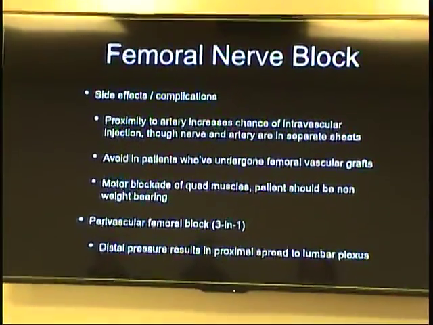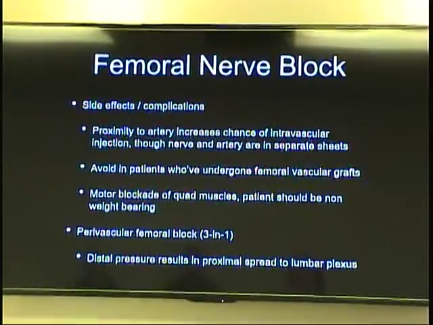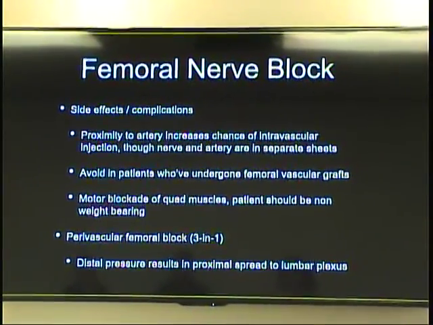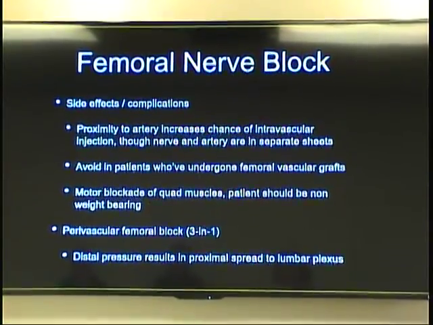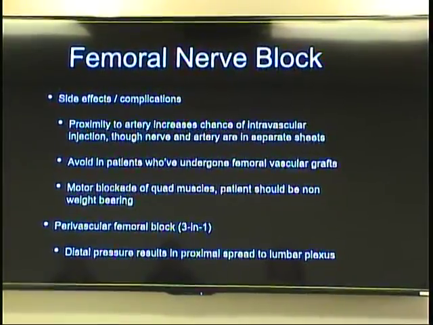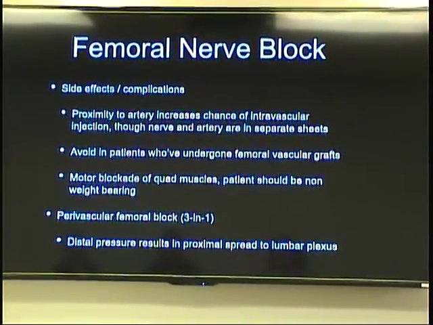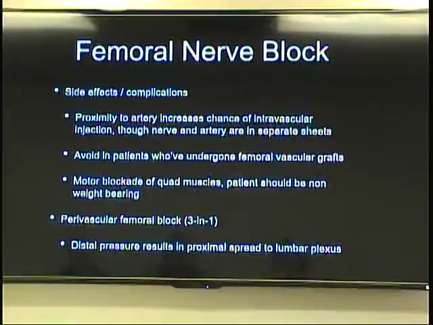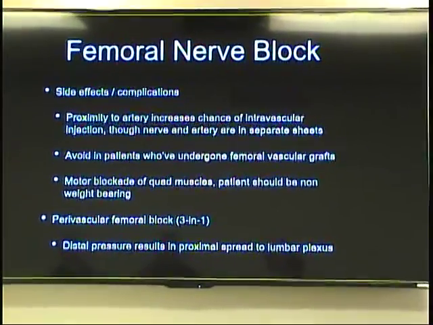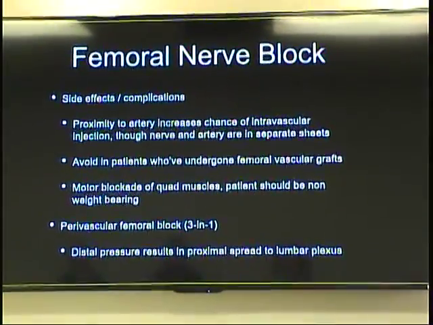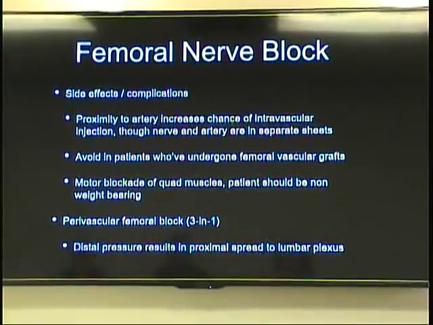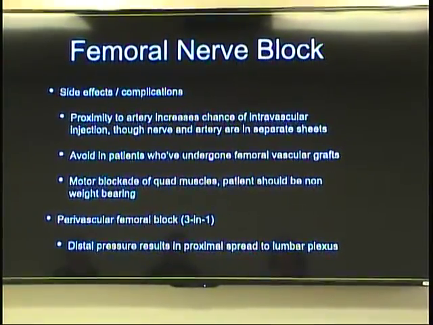Side effects and complications: proximity to the artery increases the chance of intravascular injection. And for people who've had a lot of bypasses or grafts down there, you might want to avoid doing this block. And then there's the idea of what's called a 3-in-1 block. I think it's fallen out of favor, but you might see it sometimes for people who have hip fractures.